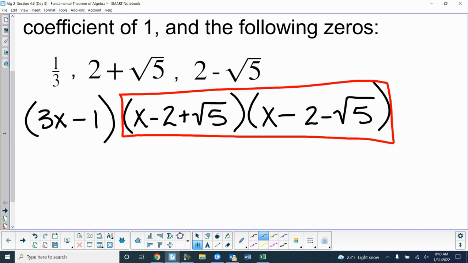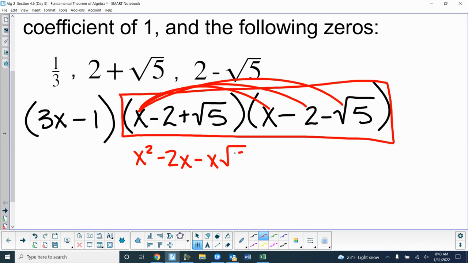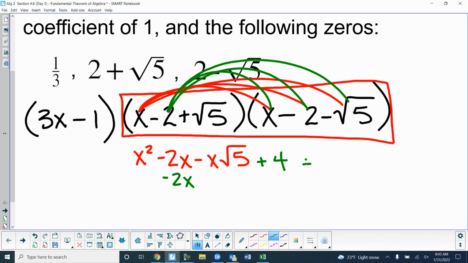So I'm going to go x times x, x times negative 2, and x times negative radical 5. And then negative 2 times x, negative 2 times negative 2, and negative 2 times negative radical 5 is positive 2 radical 5.